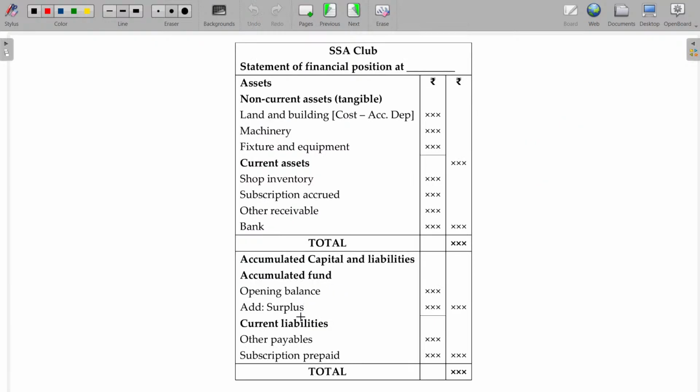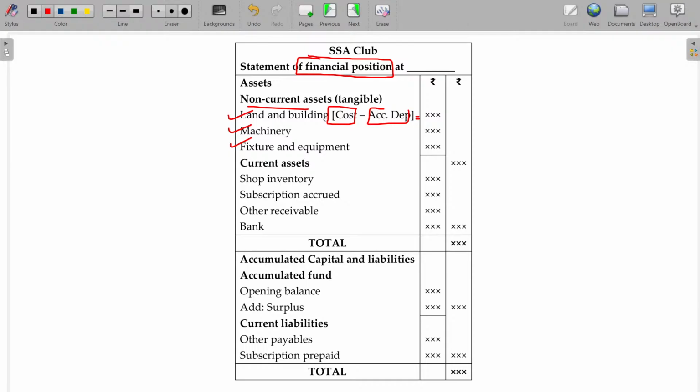Clear? Now, let's go for the statement of financial position. This is more or less the same as the financial position you studied in your financial statement chapter, but instead of capital, we have the accumulated fund. The rest will be the same. Non-current assets: land and building, machinery, fixtures and equipment are given as three illustrative assets. Usually, whatever cost you pay for purchasing the asset is listed, accumulated depreciation is subtracted, and the balance will be the net book value posted in the outer column.